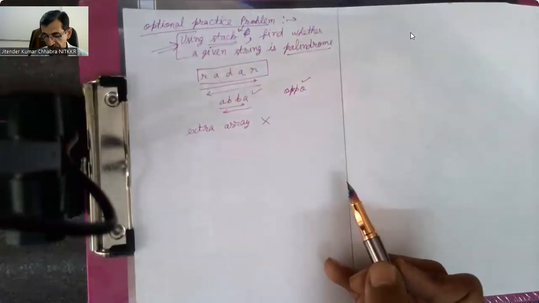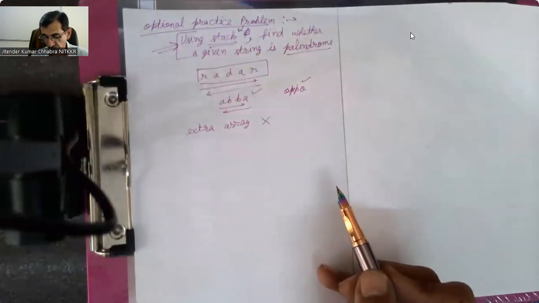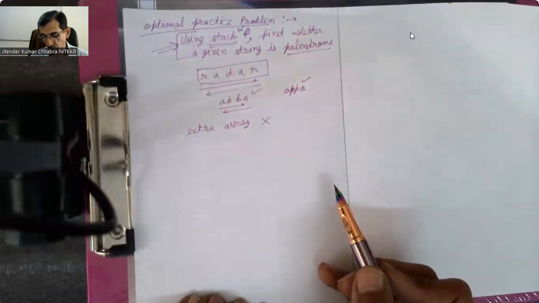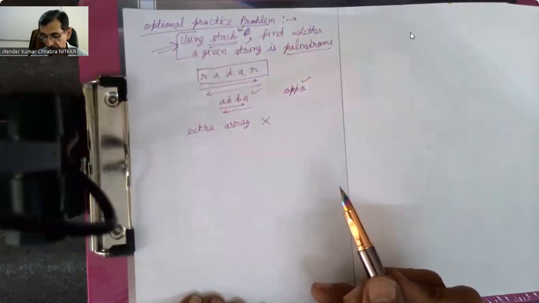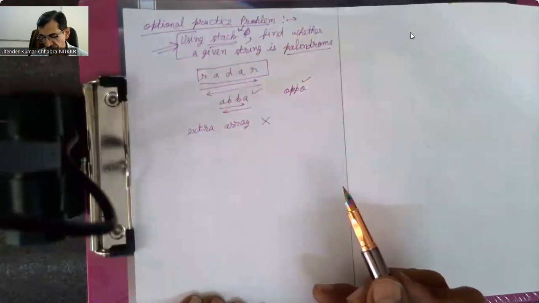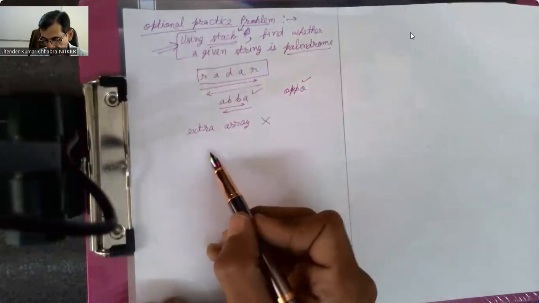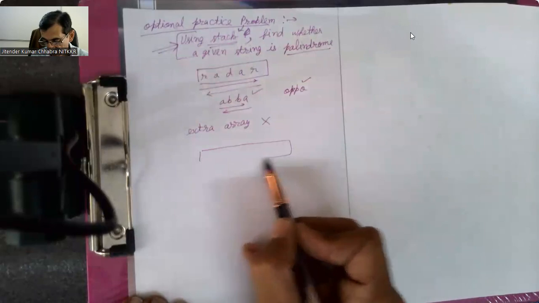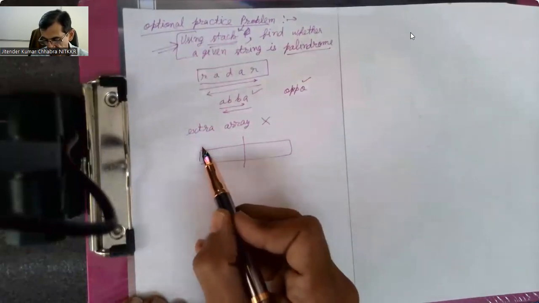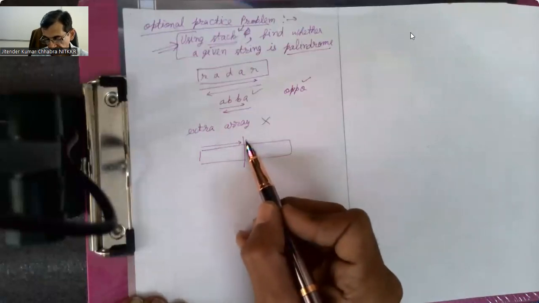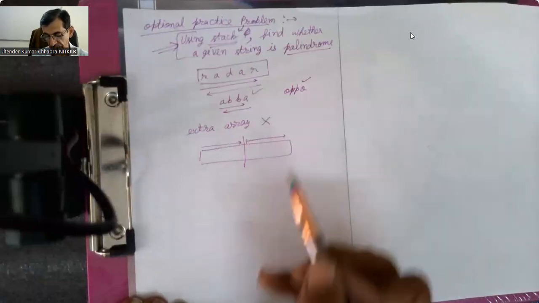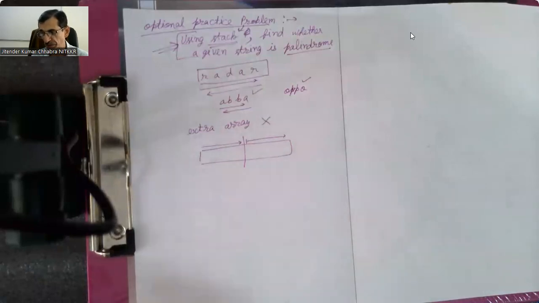Just think over that. Those who want a hint, they can listen to my next line. Those who want to try, they should not go to the next part of the video and they can pause here and try. Those who want a hint, I will say, yes, using stack, it could be possible by traversing the string up to the half and pushing, and then that can be verified for the remaining half. That much hint should be sufficient.